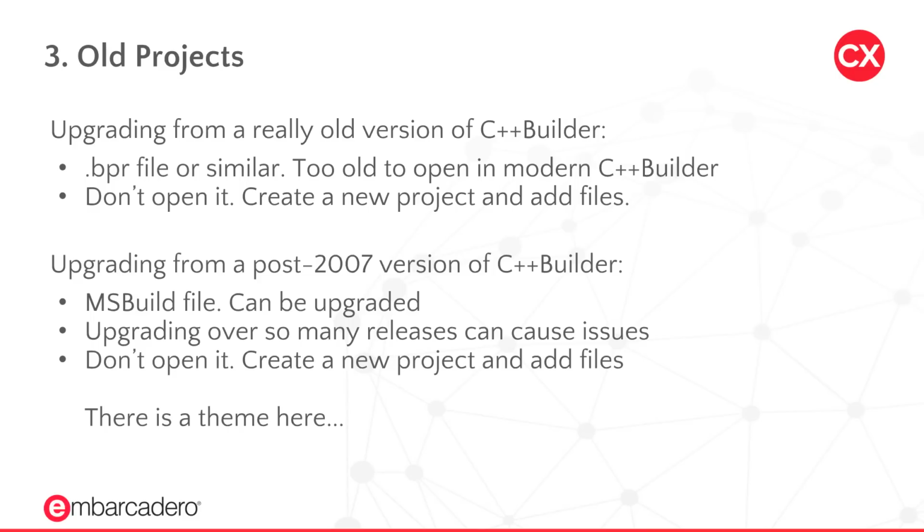If you're upgrading from a newer version of C++ Builder, a version that uses the MS Build project format, then the MS Build file, that's .cbproj, can be upgraded. So we have code in the IDE so that every release, such as 10.2 to 10.3, when you open a project, it will make some changes to that project file to account for anything that's changed in that release.